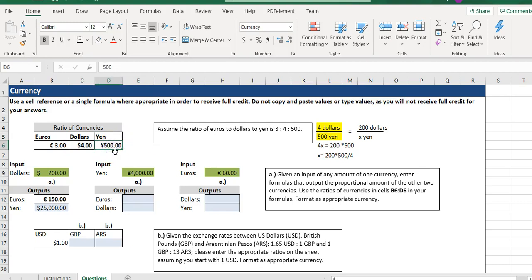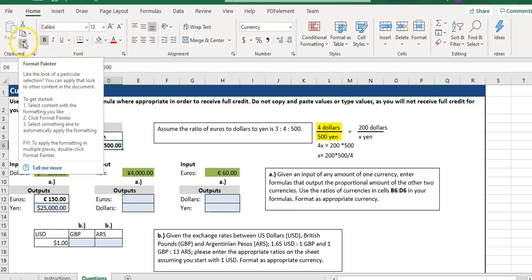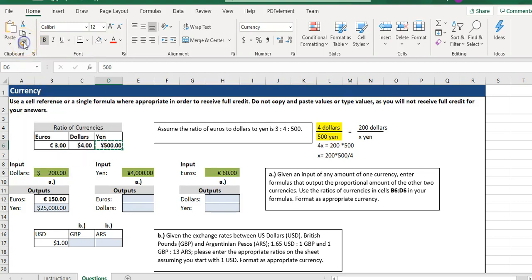So I'm going to click on that 500 yen. I'm going to click on the paintbrush called Format Painter. Notice how I get the toggles around that now. And then I'm going to click one time on the 25,000 yen. And notice how it's formatted to yen. So this is a way to format quickly and easily. We could also go through the currency option, and I'll show you how to do that in a minute also.